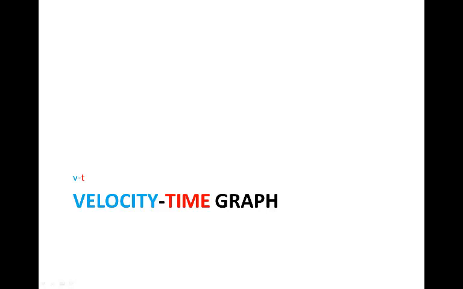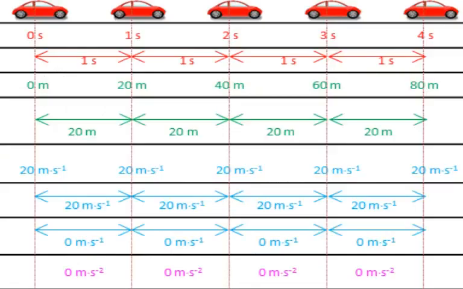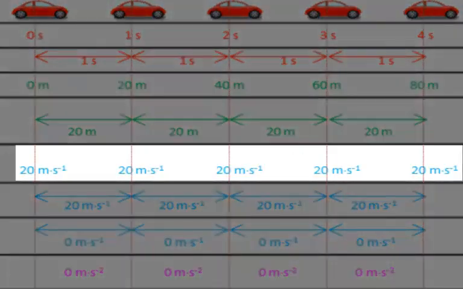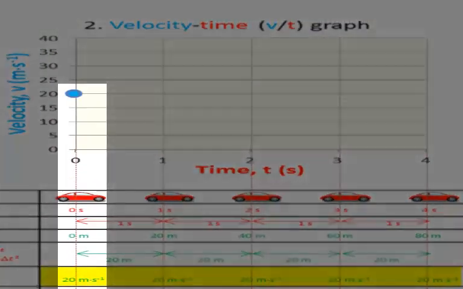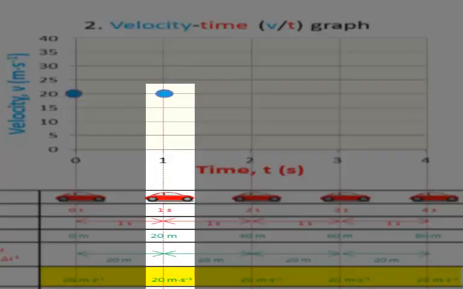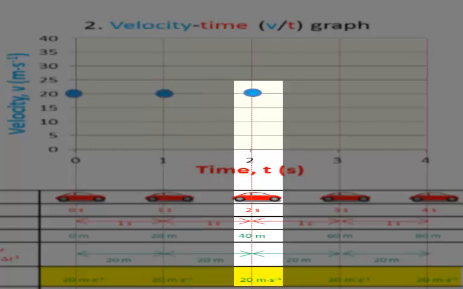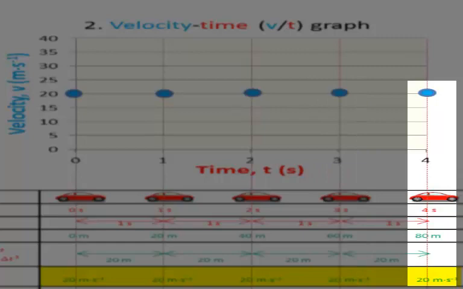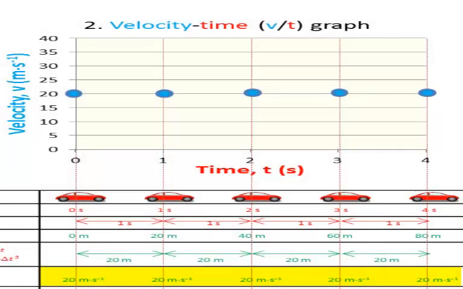Now we're going to draw a velocity time graph for this motion. This is uniform motion, so the velocity does not change with time. At time 0 seconds, the velocity is 20 meters per second. Time 1 second, 20 meters per second. 2 seconds, velocity 20 meters per second. 3 seconds, the velocity is still 20 meters per second. And 4 seconds and 5 seconds, still 20 meters per second.